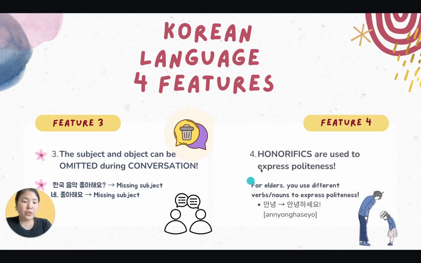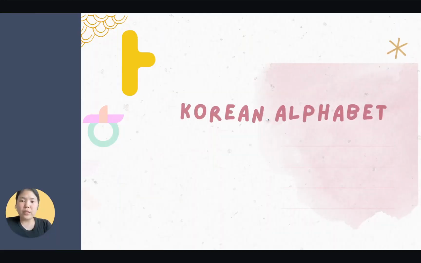And the last feature is about honorifics. This is pretty important to know because Koreans usually use different verbs or nouns to express politeness. Yes, politeness. To your friend, you could say just 안녕, short, simple. However, if you say it to someone who is older than you or to a stranger, you need to say 안녕하세요, a longer version to show your politeness. All right, you got it? Let's go to the next part.